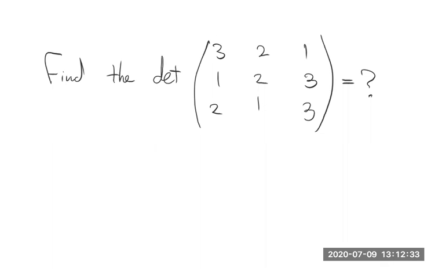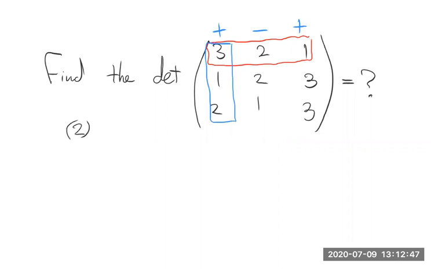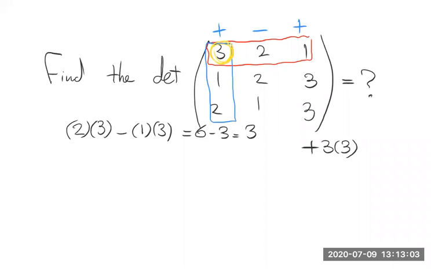So I would start with the first row, and I would write plus, minus, plus. I would start with the first column. I would compute the determinant of the remaining part. It's 2 times 3 minus 1 times 3. It is 6 minus 3. This is 3. The number in the intersection is 3. I would multiply 3 by 3 with plus. Okay, that would be the first column.